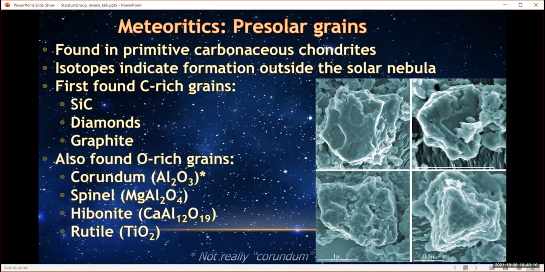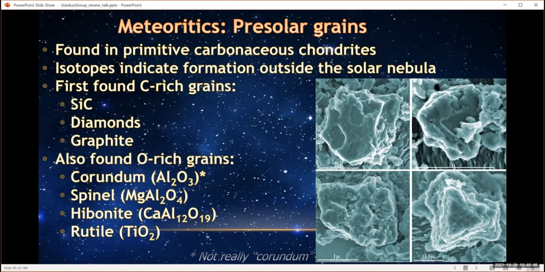Now, later, when we found ways to extract less obviously different grains, we managed to find things like corundum, so that's Al2O3, spinel, hibonite, and rutile. So just to be clear, I called it corundum, but it's also the same composition as sapphires, rubies. Actually, not all of them are corundum. Some of them are amorphous, and since they don't have a crystal structure, they wouldn't be corundum, which is a specific crystal structure of Al2O3. Likewise with spinel, some of them are crystalline, some of them are not.